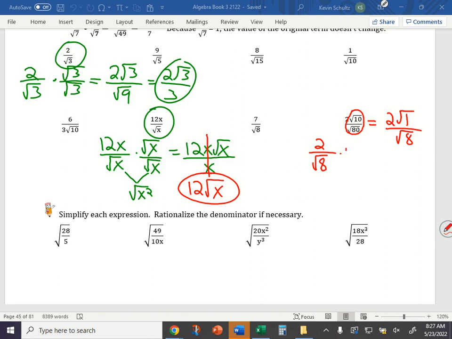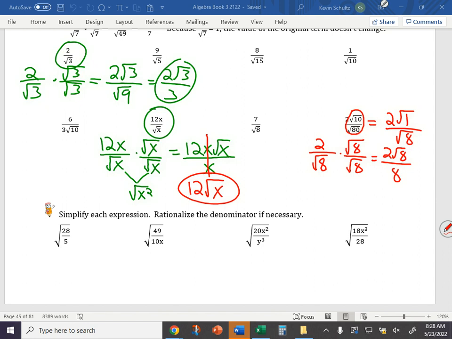We can multiply by root 8 over itself, which gives us what in the numerator? Raise your hand, Aiden. 2 times root 8. 2 root 8. And what in the denominator? Root 64. Root 64, which equals 8. Okay? Are we done? No. No! What can we do now, Ellen?